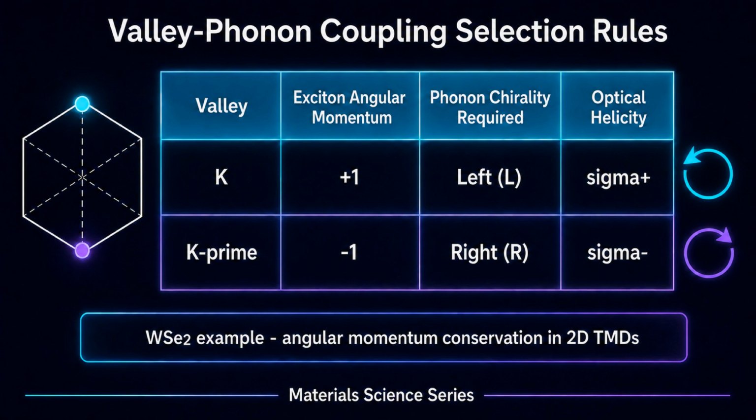Valley-phonon coupling in 2D TMDs follows specific selection rules based on angular momentum conservation. At the K-valley, excitons have angular momentum +1 and couple to left-handed phonons via sigma plus optical excitation. At K', excitons have angular momentum -1 and couple to right-handed phonons via sigma minus light. These selection rules enable valley-selective manipulation through chiral phonons.